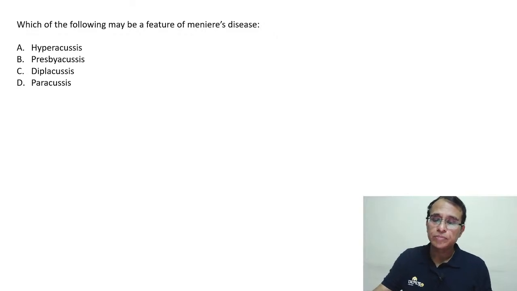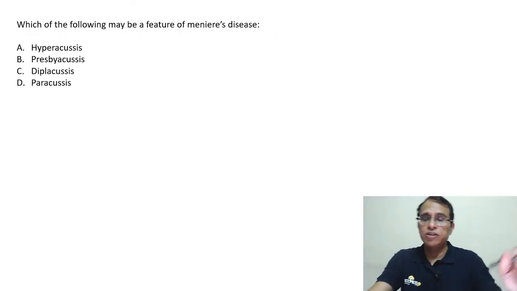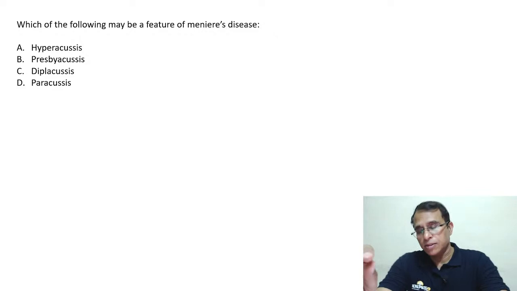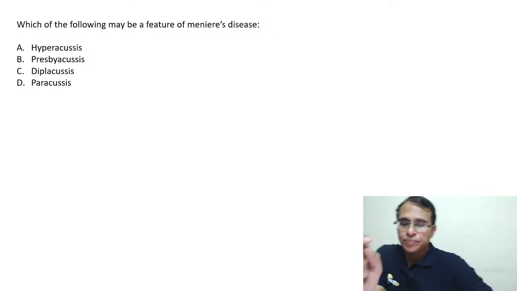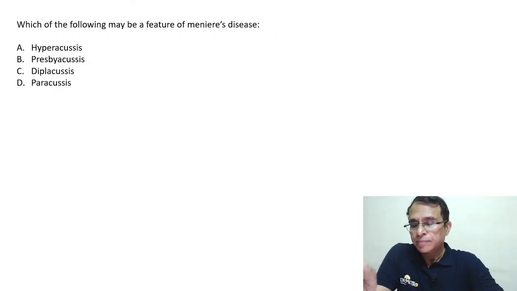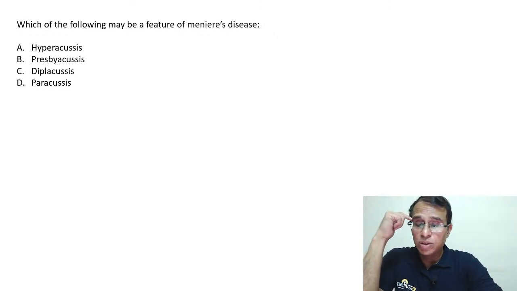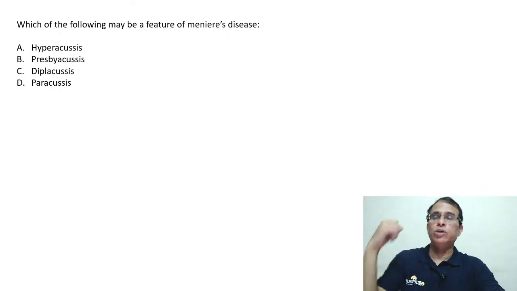Then, which of the following may be a feature of Meniere's disease? Hyperacusis, presbycusis, diploacusis, and paracusis. Which of the following may be a feature of Meniere's disease? So what do you think? Hyperacusis, presbycusis, diploacusis and paracusis? Answer guys. Let's see.